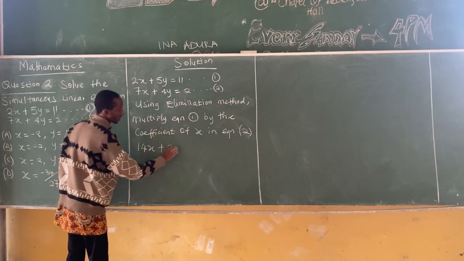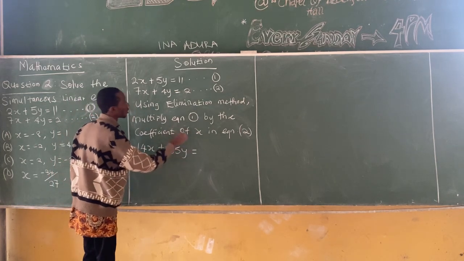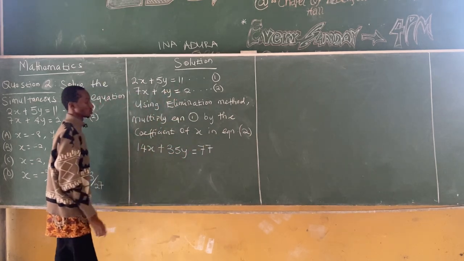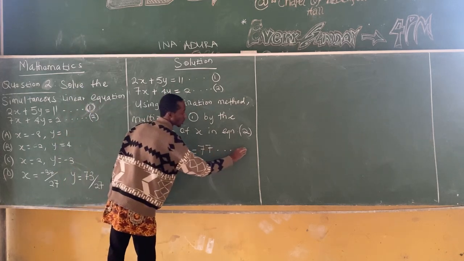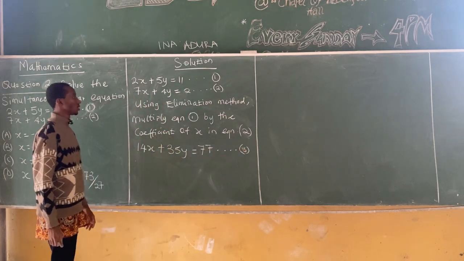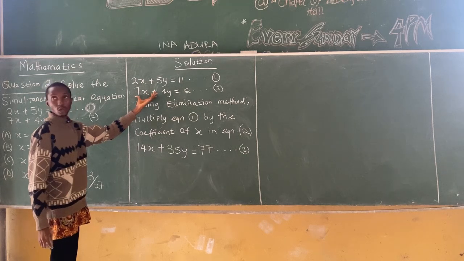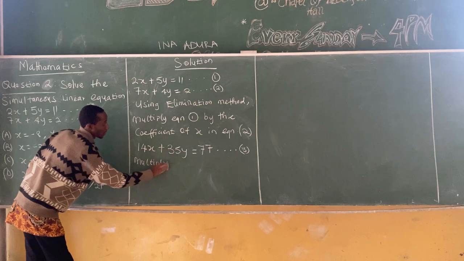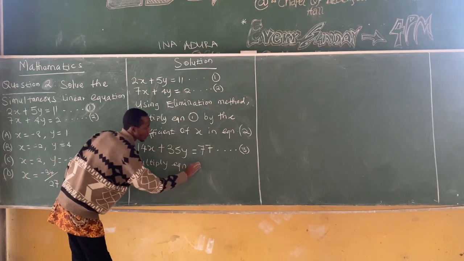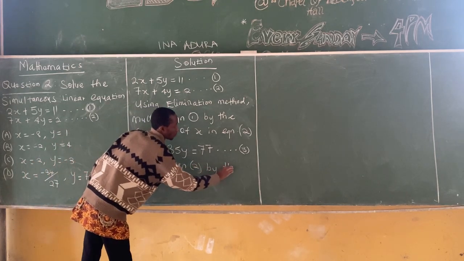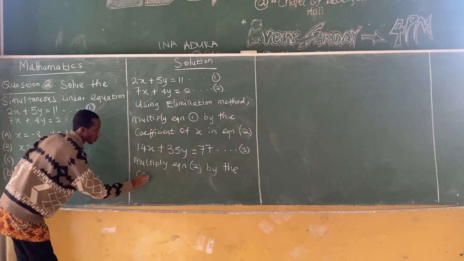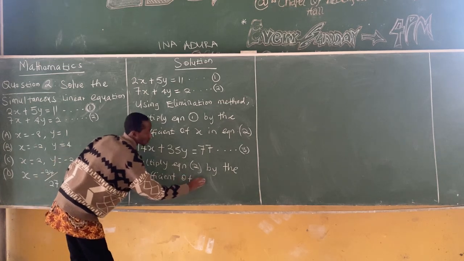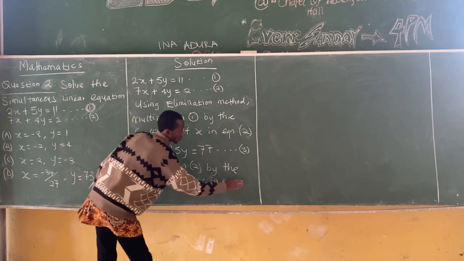You have 35y equal 11 times 7 will give us what? 77. You call this one equation 3. For this second one, we multiply equation 2 by the coefficient of x in equation 1.